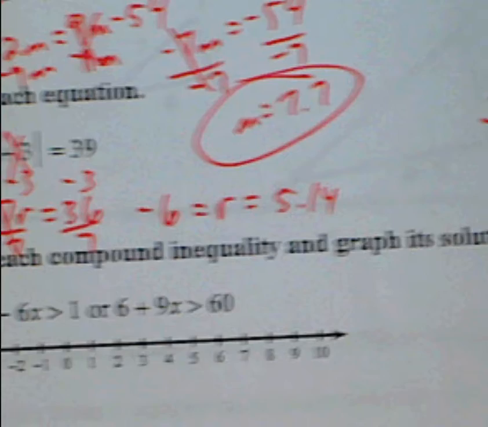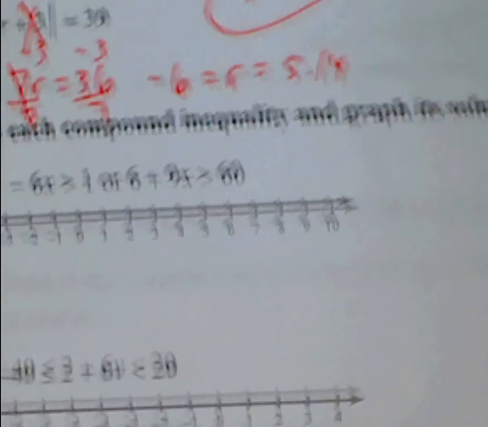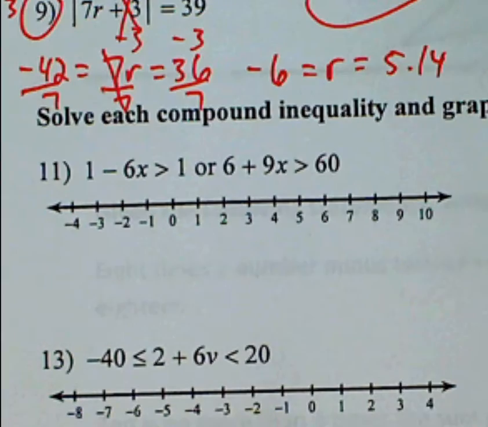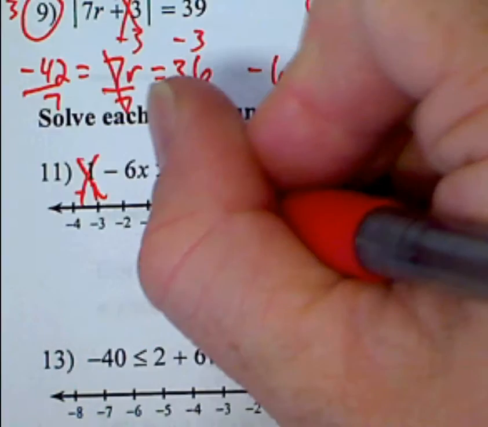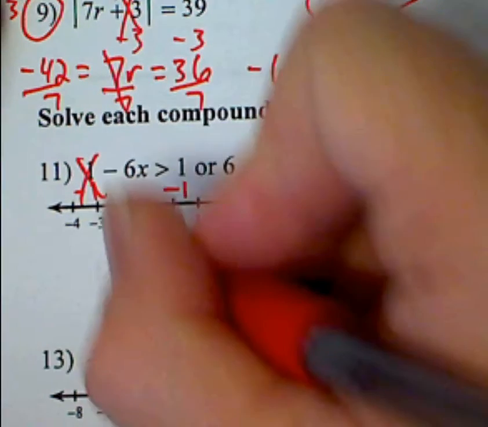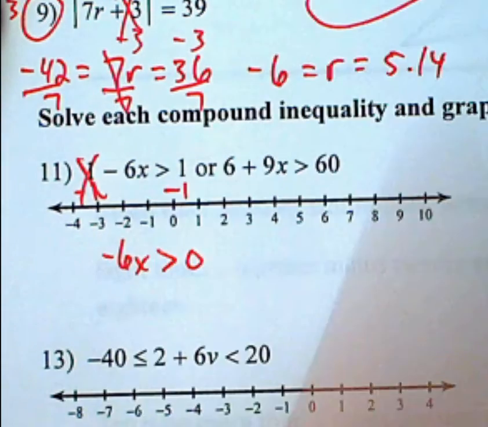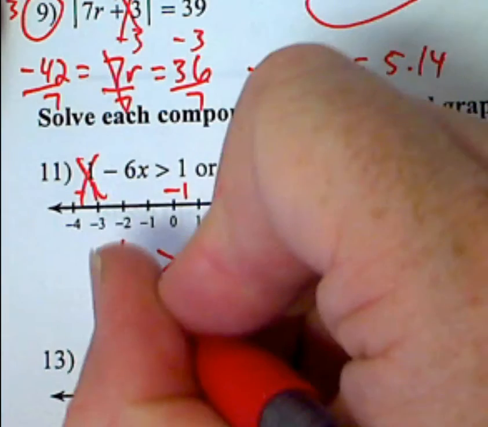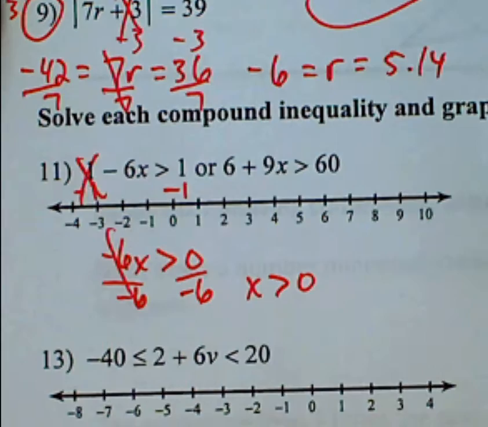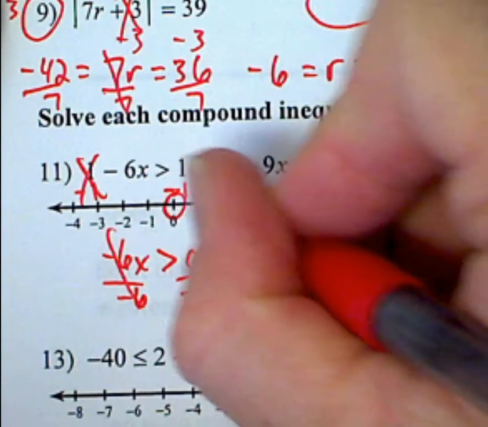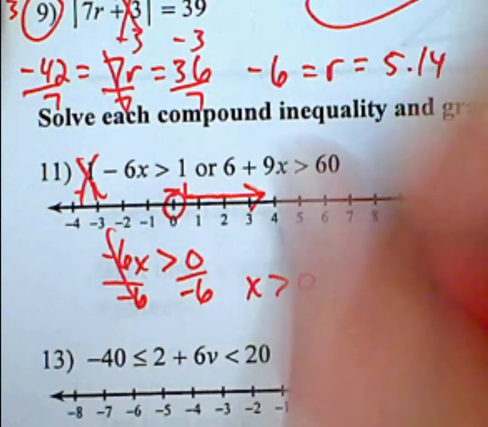Number 11, pause the video and try. On number 11, I have two inequalities. So I solve the first one. I subtract 1 from both sides. I get negative 6x greater than 0. If I divide both sides by negative 6, I get x is greater than 0. Open circle, greater than means to the right.